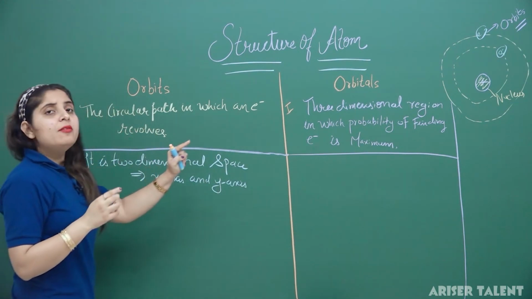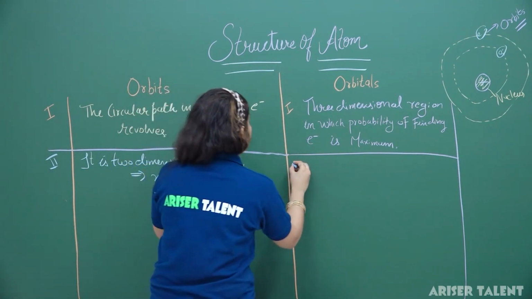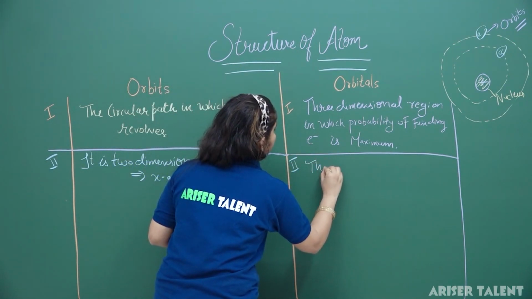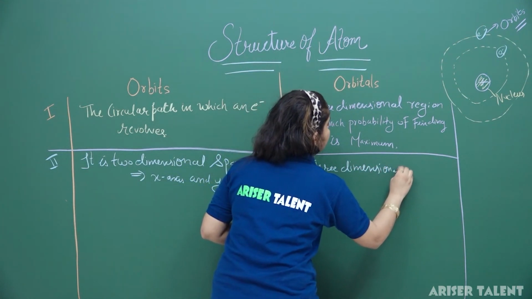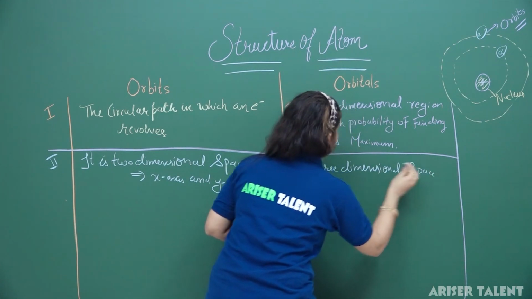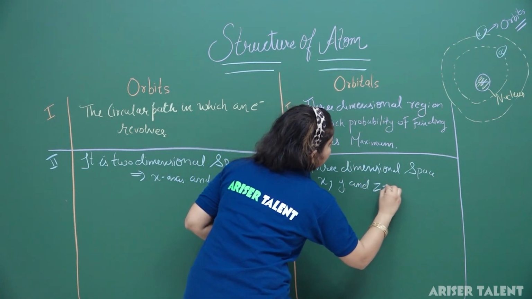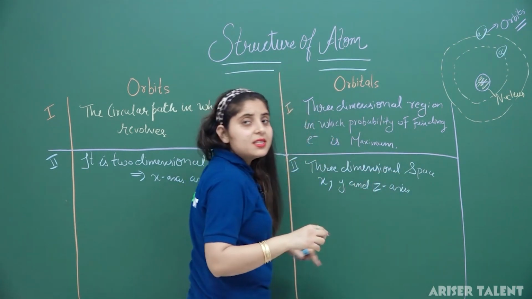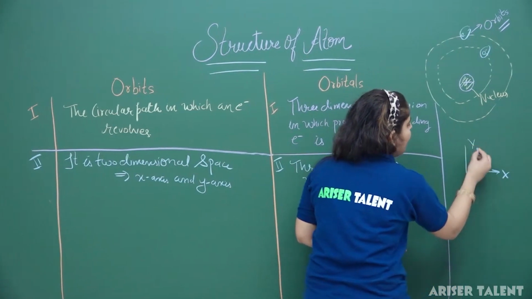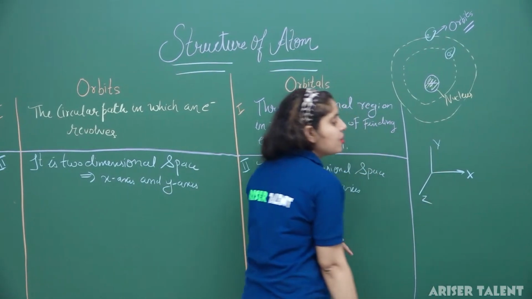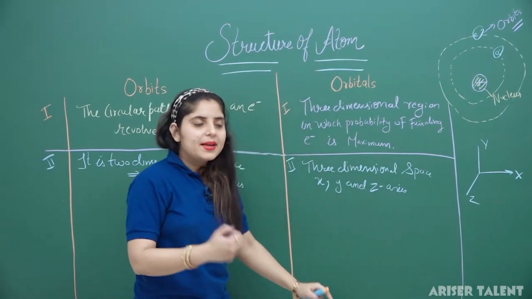But the orbital will show the maximum availability of the electron in three-dimensional space, and this will show a three-dimensional plane, that is the x, y and z axis. It means the motion will be seen along the x-axis and y-axis, and in three-dimensional space we have the z-axis, where the probability of finding the electron will be the maximum.